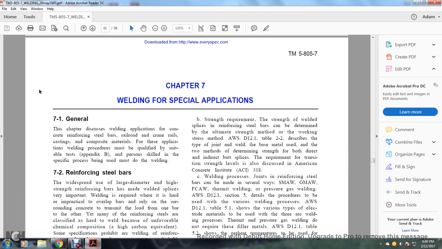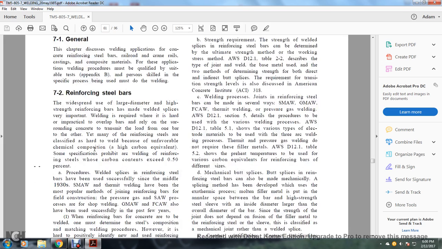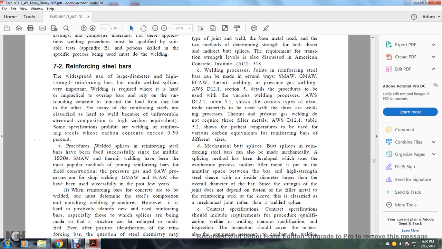This chapter discusses welding applications for concrete reinforcing steel bars, railroad crane rails, and coatings with composite materials. The welding procedure must be qualified with suitable testing per Appendix B of the personnel skill within the specific process being used to do the welding.